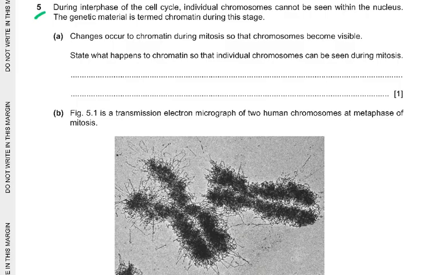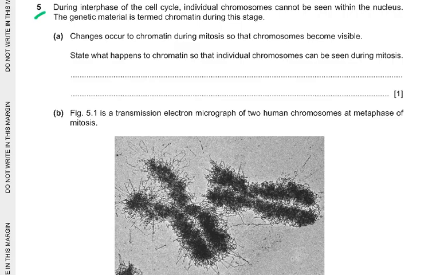During interphase of the cell cycle, individual chromosomes cannot be seen within the nucleus. The genetic material is termed chromatin during this stage. Changes occur to the chromatin during mitosis so that chromosomes become visible. State what happens to the chromatin so that individual chromosomes can be seen during mitosis, especially prophase of mitosis.